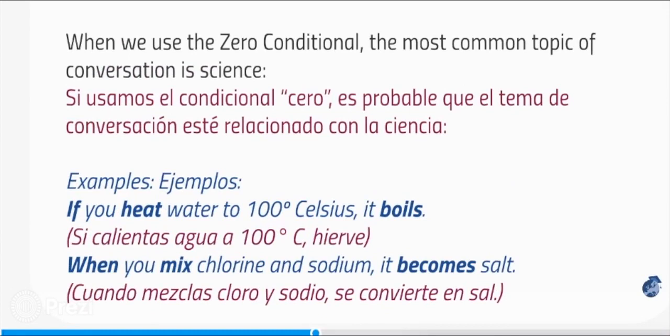When we use the zero conditional, the most common topic of conversation is science. Examples: if you heat water to 100 degrees Celsius, it boils. When you mix chlorine and sodium, it becomes salt.